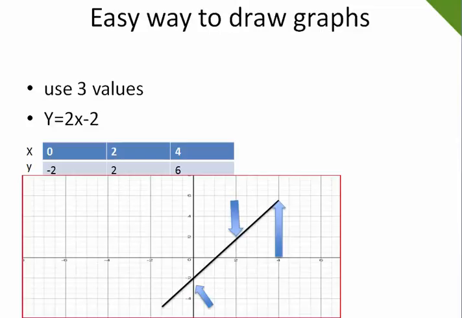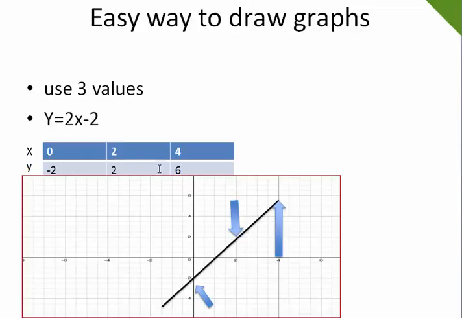Some easy ways to draw graphs. If we're asked to draw a graph y equals 2x minus 2, choose 3 values of x. Here we've chosen 0, 2, 4, and then work out the y value. So if we put in 0 here as x, we get y equals minus 2. If we put in 2, 2 times 2 is 4, 4 minus 2 is 2. If we put in x as 4, we have 4 times 2 is 8, 8 minus 2 is 6.